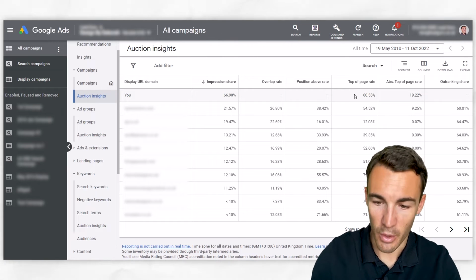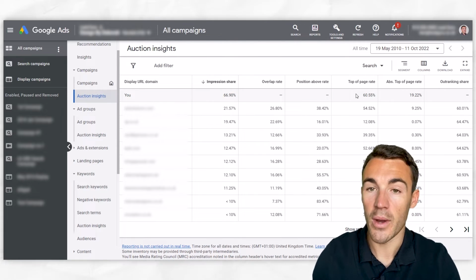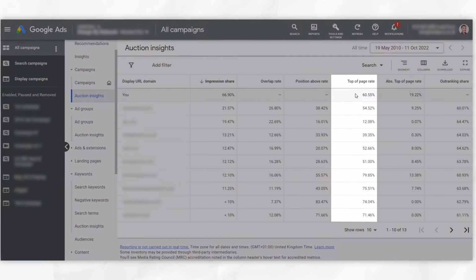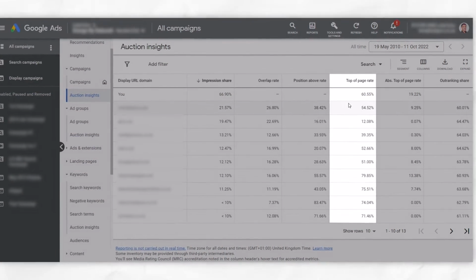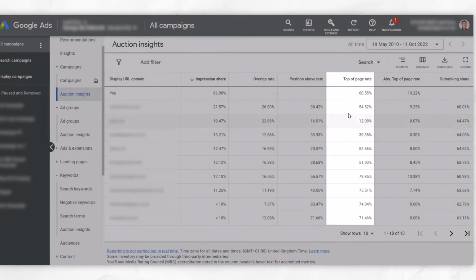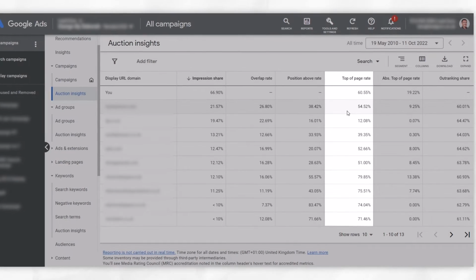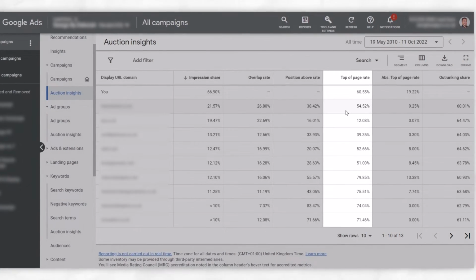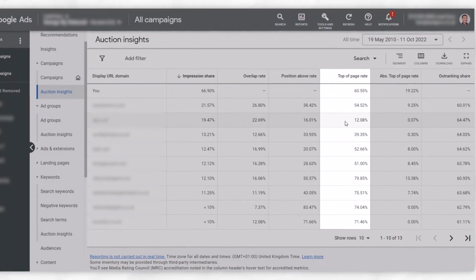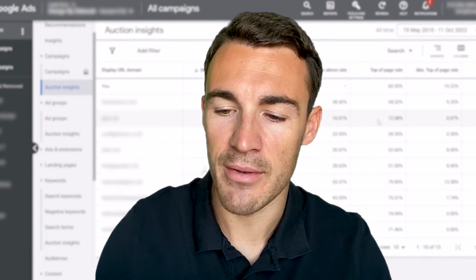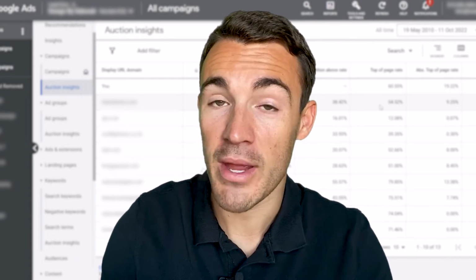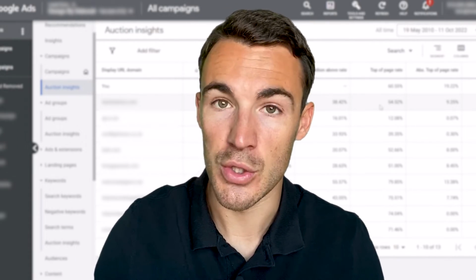You can see this business here had a quite high top of page rate. In terms of competitors, we've got quite a broad split. Some have really high rates, 54%, 52%; they really are above the organic search rankings. Some, like this one here, are much lower, 12%. So it's always worth keeping an eye on here. And if you're seeing that your competitors have a much higher top of page rate, maybe that's something you can do something about.